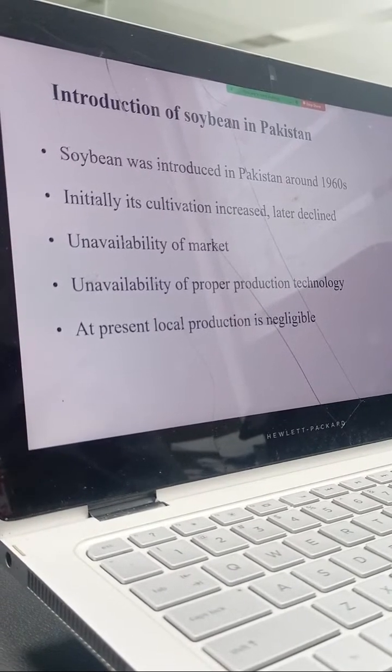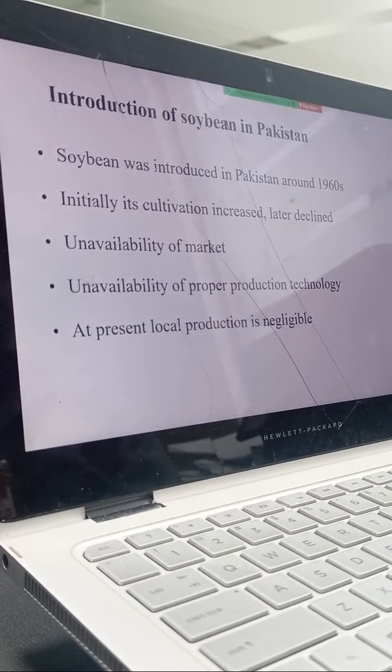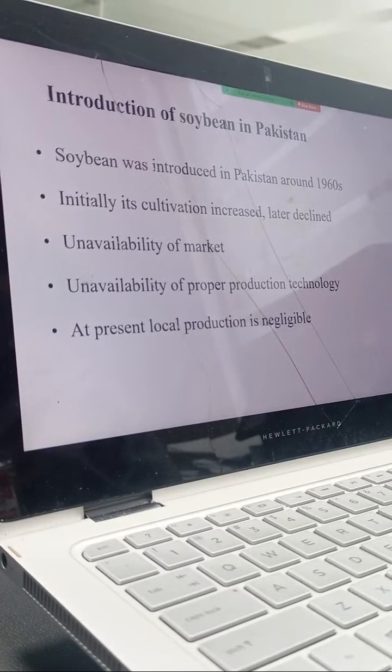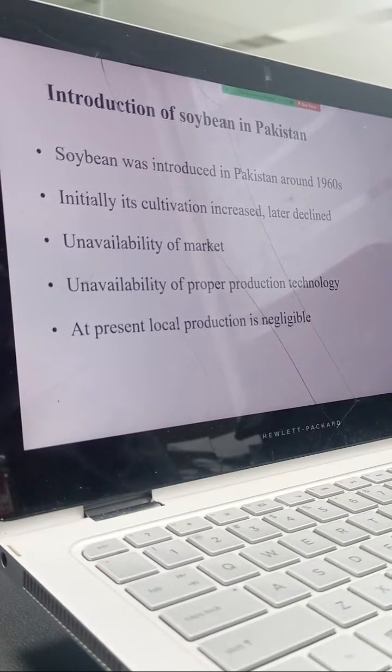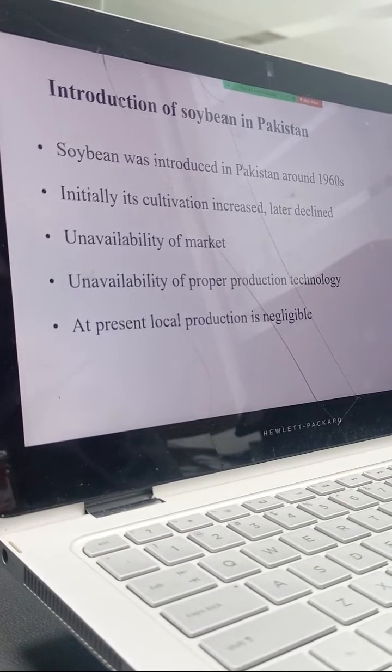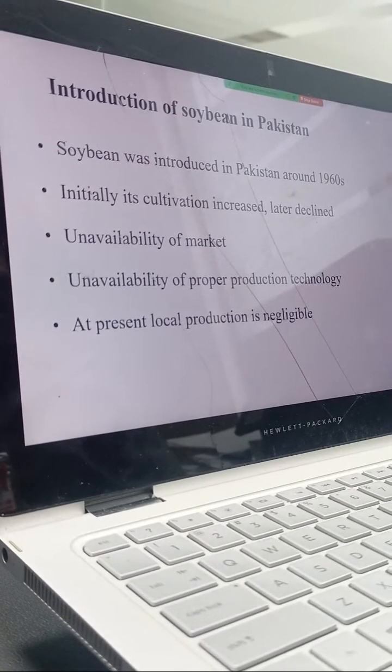And the factor, as I mentioned, is the unavailability of market. Second, we did not have proper production technology, and then there were other issues, like the yield was low, and the area was not growing due to other crops.